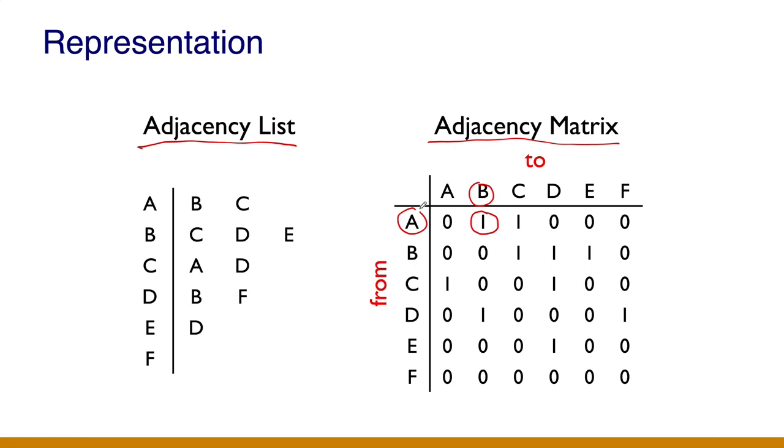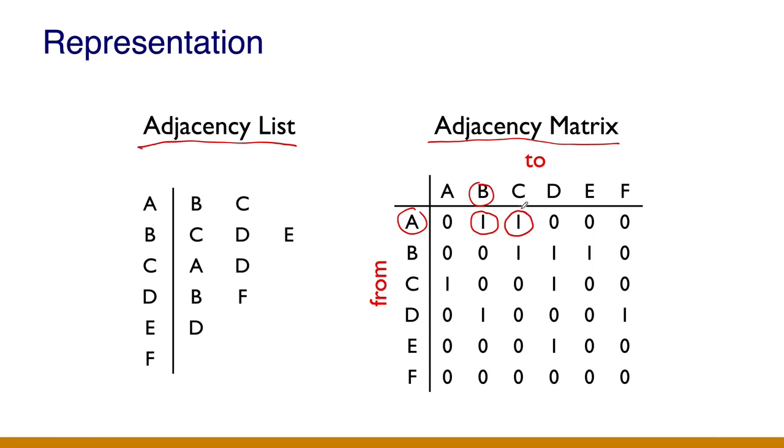So the information stored on the right-hand side should be exactly the same as the information stored on the left-hand side. Here we see that A is connected to B and A is connected to C. In the matrix, our expectation is that because of that, you should have 1s in the column of B and also the column of C. Okay, so these are two different underlying representations that we can use to represent the graph.